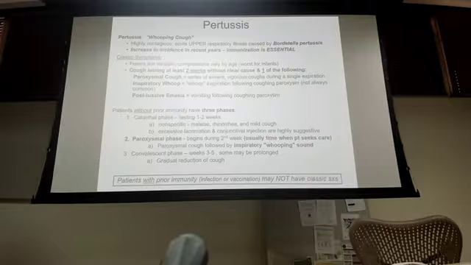Expiratory whoop. Remember whoop, there it is. Kind of like that. Very distinct sound. You won't see that as much, honestly, as you will the coughing, that stutter cough. And then post-tussive emesis, right? They cough so violently that they throw up afterwards.